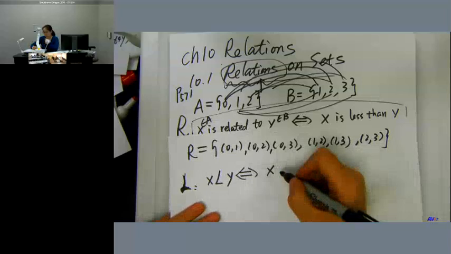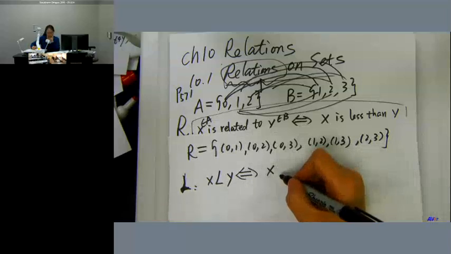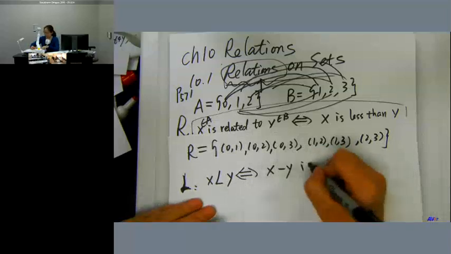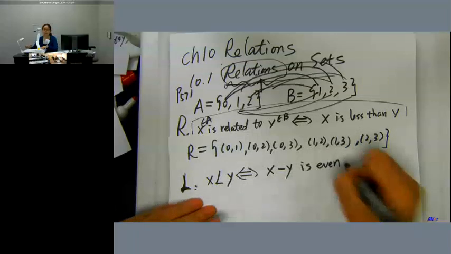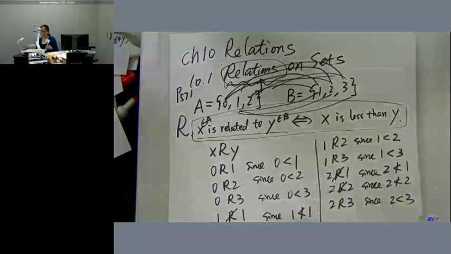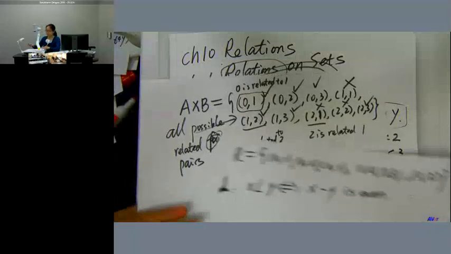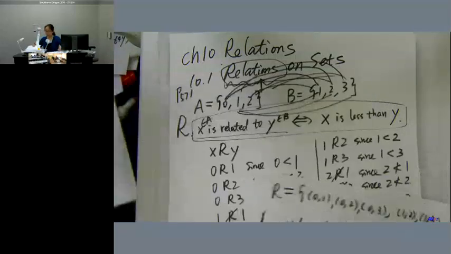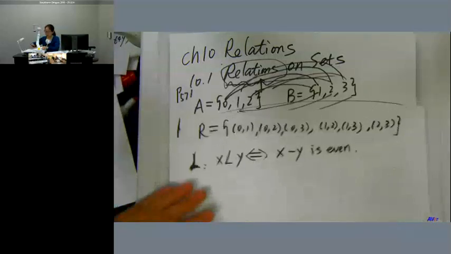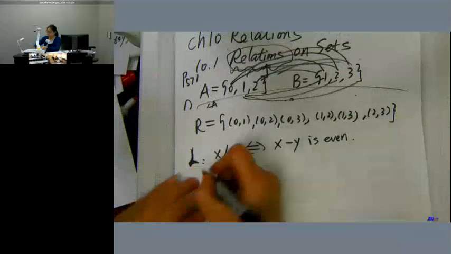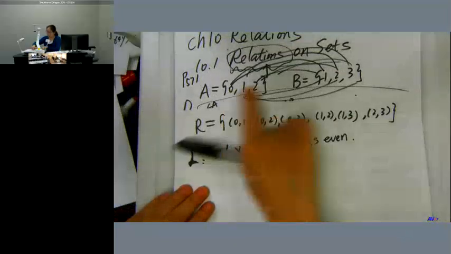x minus y is even. Okay. So let's see which ones, out of all these possible 9 pairs, will be in this relation, will meet this relation. Let's do it again. Is 0 related to 1?